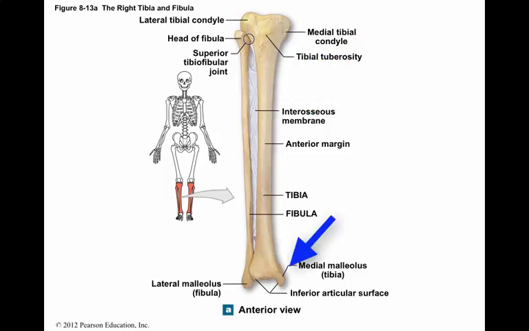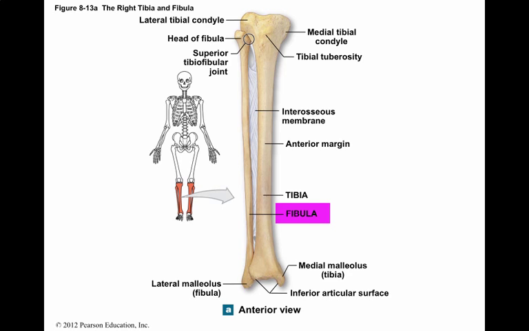At the ankle joint, the tibia widens and ends at the medial malleolus on the medial side. The medial malleolus is the medial or inside bump on your ankle. The inferior surface of the tibia articulates with the talus, which is the proximal bone of the ankle. The medial malleolus helps to support this ankle joint.